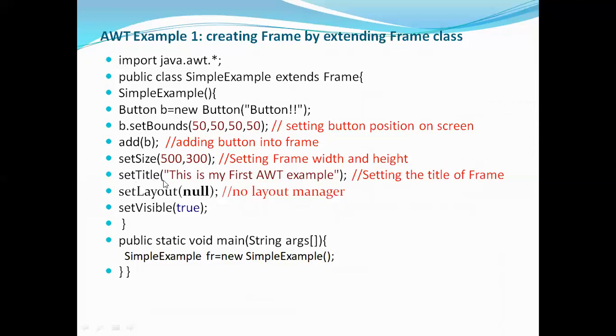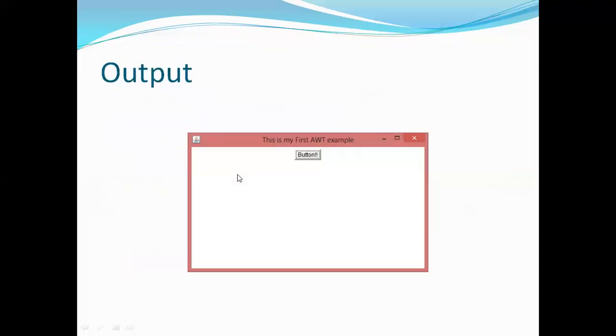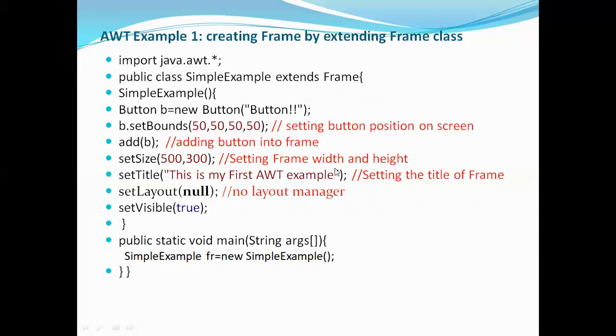Next is setTitle. Any frame will have, I mean, it's not mandatory, you can give a name to the frame like this. This is my first AWT example. So this is my title. Let's see the output first. See here, this is the frame actually that is created here. Now this frame has a title over it here: This is my first AWT example. So I have given the title here itself in the method called setTitle. So the frame is given some name.